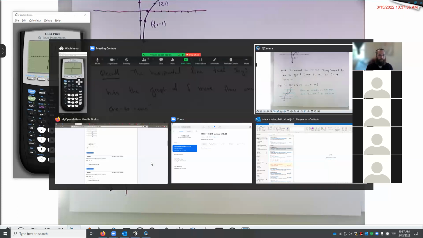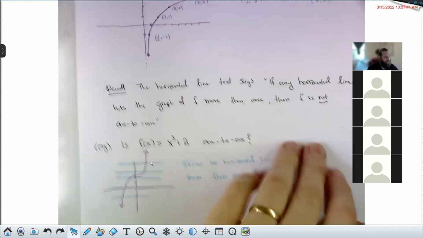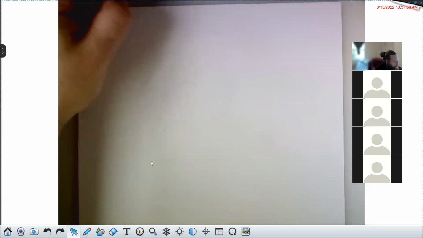If you're working with a table, then you need to do like we did earlier and ask, are there any repeated outputs, right? Repeated outputs would indicate that a function is not 1-to-1. So the big question at this point is, given a 1-to-1 function, you know how to sketch the graph of its inverse, but how do you find a formula for the inverse? So, question.